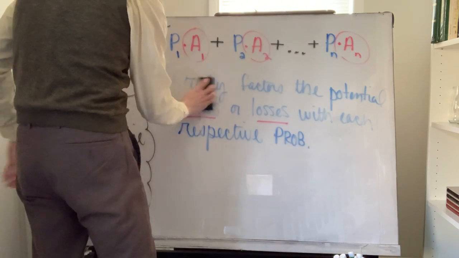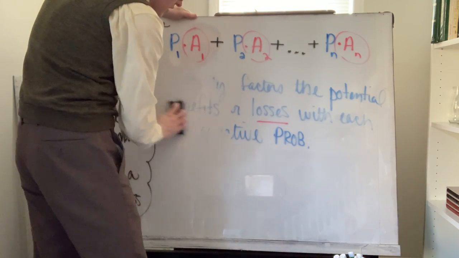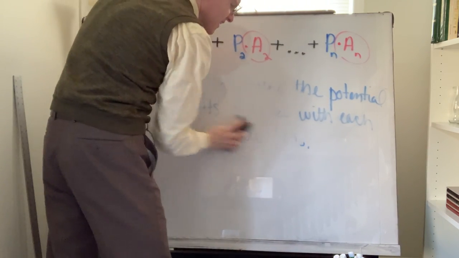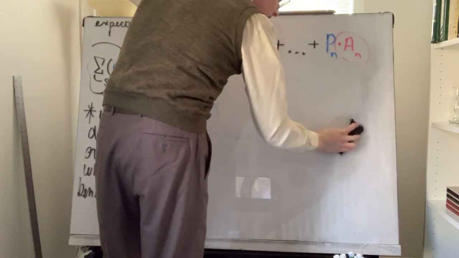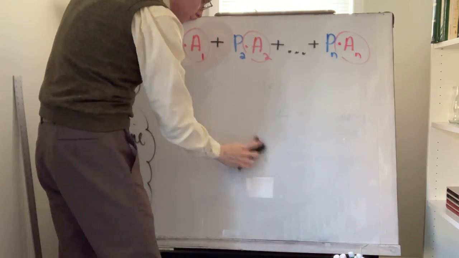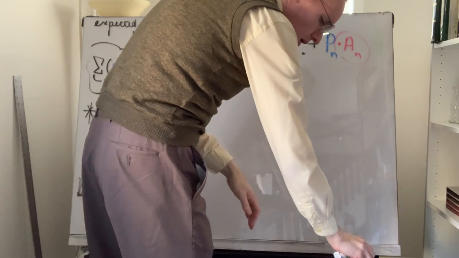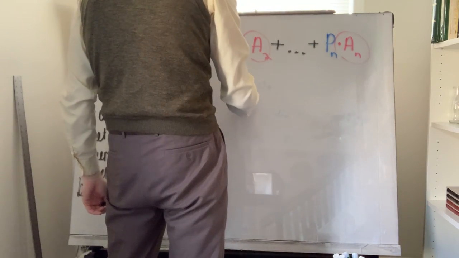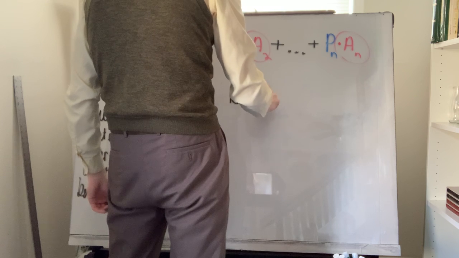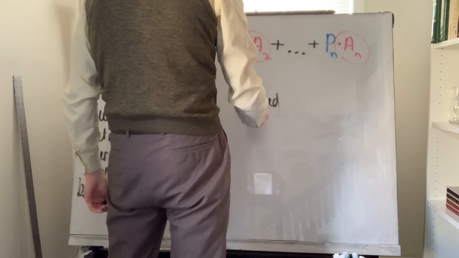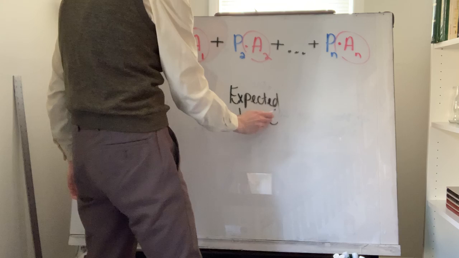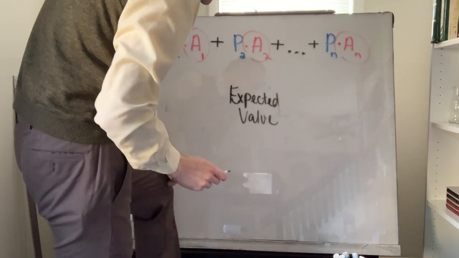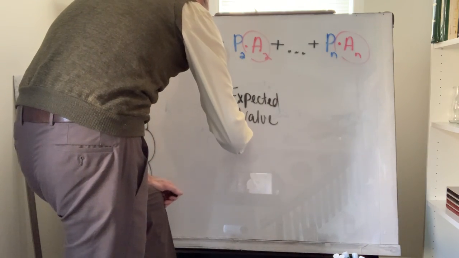Now let's consider those outcomes that you may get, and then we'll do some problems. Here are, in summary, expected value, net outcomes.